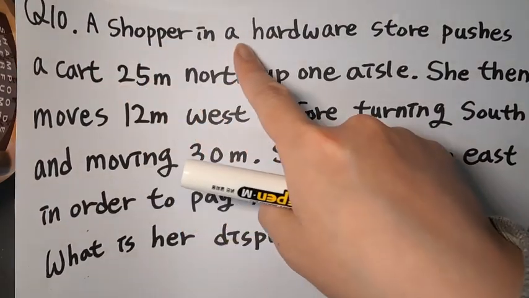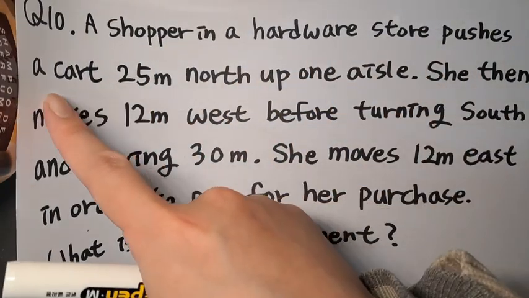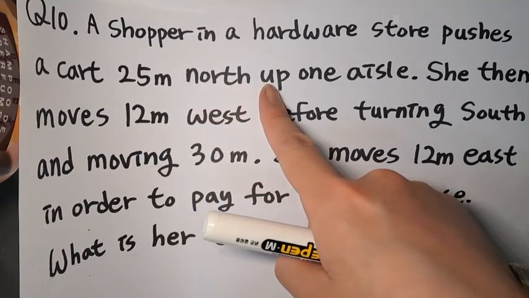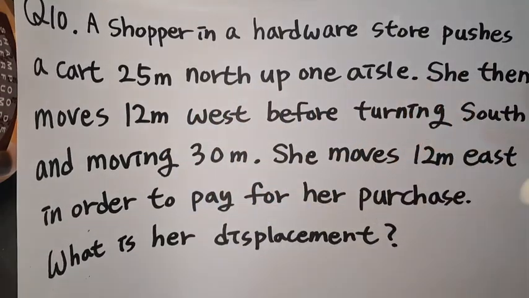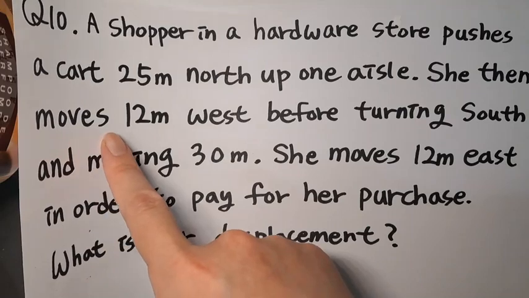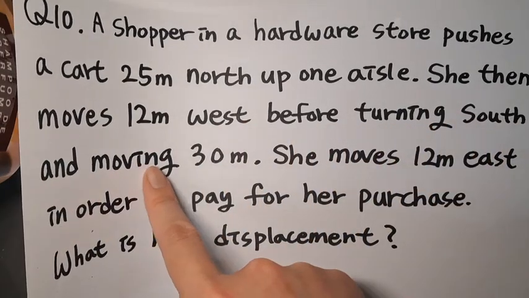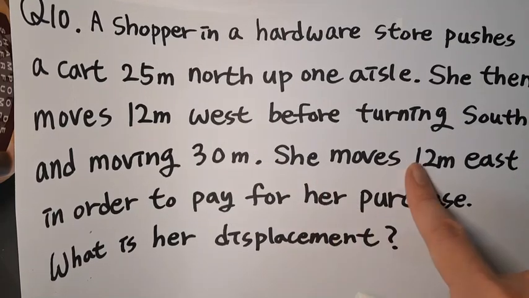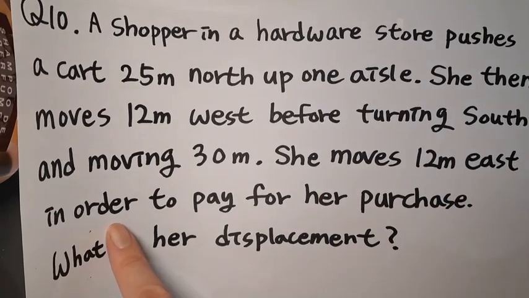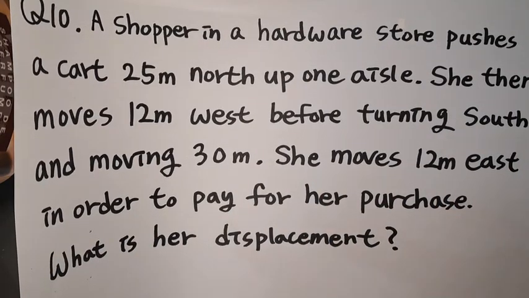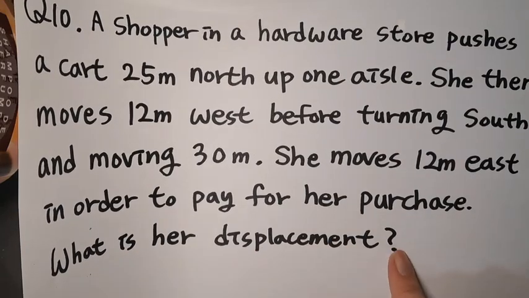A shopper in a hardware store pushes a cart 25 meters north up an aisle. She then moves 3 meters west before turning south and moving 30 meters. She moved 3 meters east in order to pay for her purchase. What's her displacement?